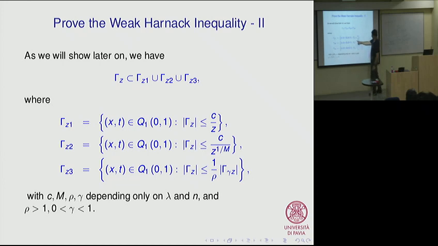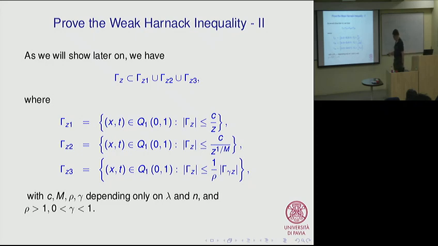So the first one says the measure of gamma z is controlled in this way. The second one says the measure of gamma z is controlled in this other way. And the third one is this, where c, capital M, rho, gamma only depend on lambda and n, so basically they depend only on the data. So let's assume that this is true. Then we'll get back to this.